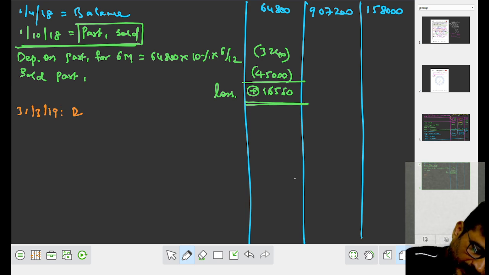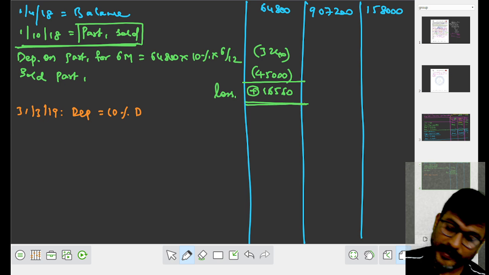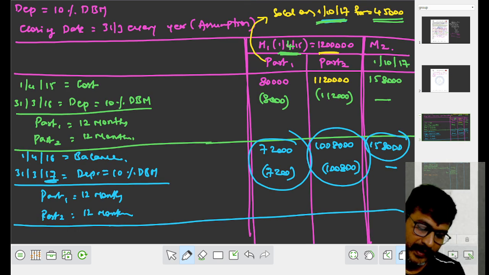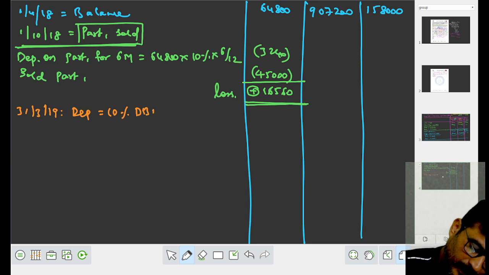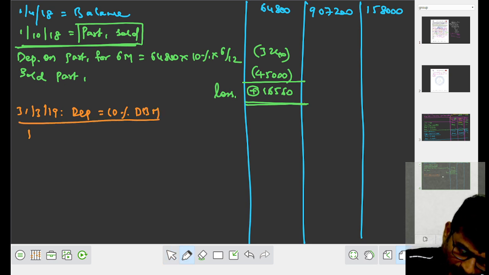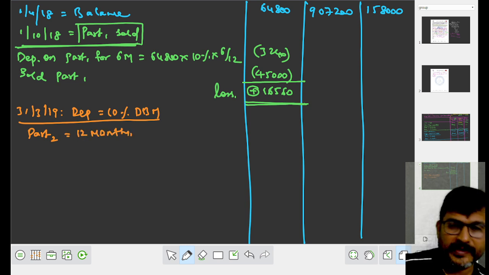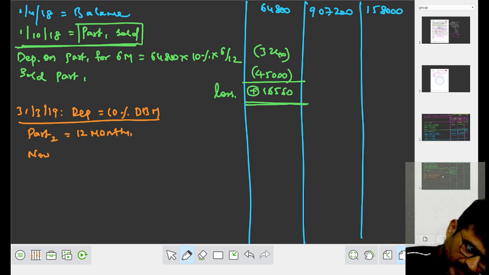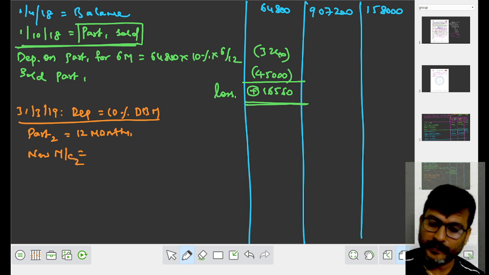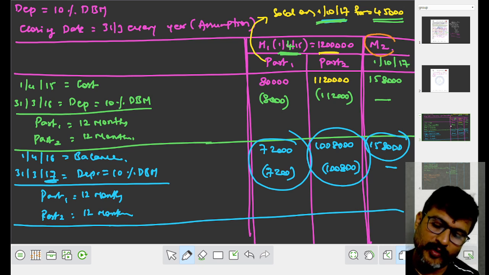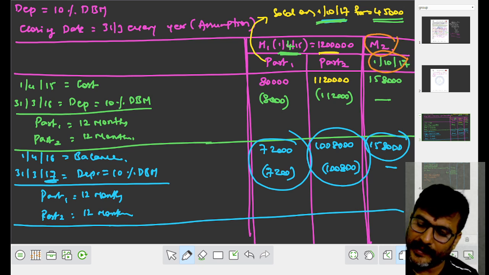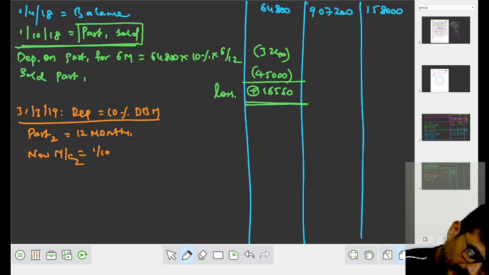31st March 19. Depreciation 10% under which method? 10% under DBM method, diminishing balance method. How to calculate? On part 2, you calculate for 12 months. But what did you purchase? New machinery, M2. When? October 17. We have to calculate from 1st October to 31st March.